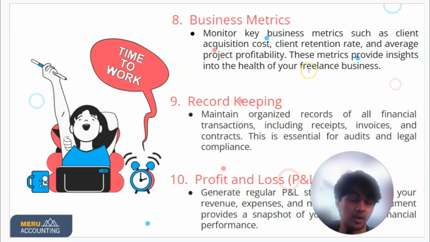These metrics will provide you an insight into the health of your freelancing business. Record keeping. In record keeping, you will need to maintain an organized record of all the financial transactions that you do, and this will include your receipts, your invoices, or any contracts. That all will be recorded in your record keeping. And this is also very essential when it comes to audits or legal compliance.